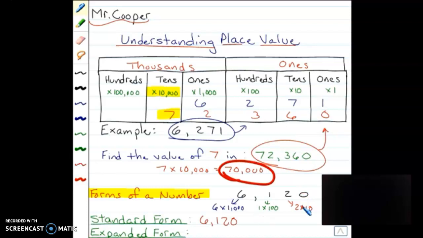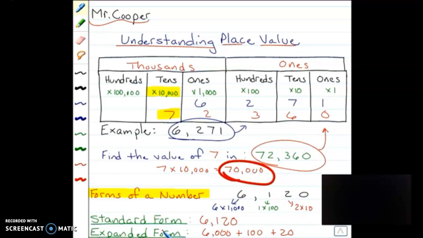Now that we have all that written out, we multiply it. 6 times 1,000 is 6,000, plus 1 times 100 is 100, plus 2 times 10 is 20, and that's it. If I added all these up, we'd come back to 6,120.